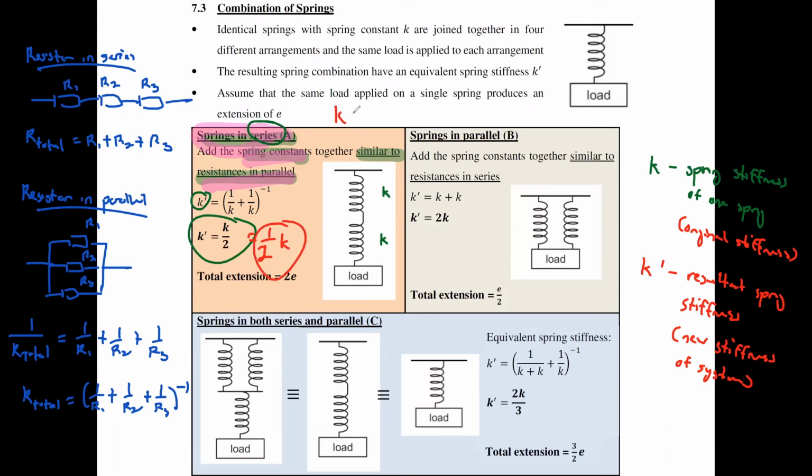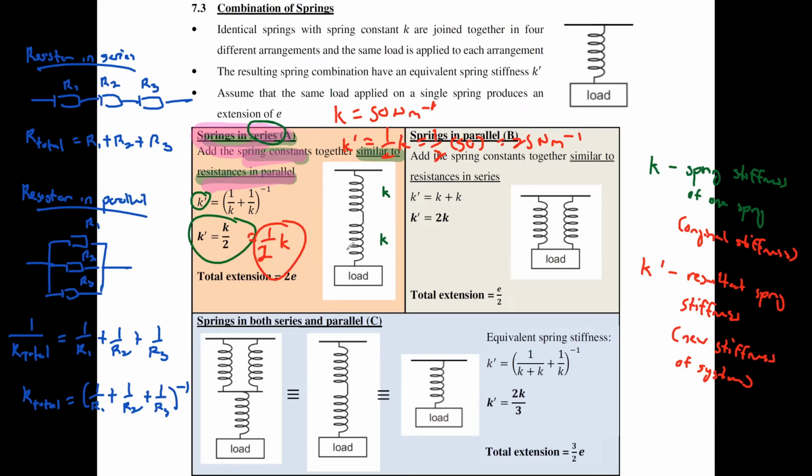If I tell you K is say 50 Newton per meter, and K prime is now half K, that means it's half of 50, giving you 25 Newton per meter. This will mean that if you want to get 1 meter of extension, you need to apply less force now, half the force. Or put it another way, if you apply the same 50 Newton force, you're getting double the extension now.